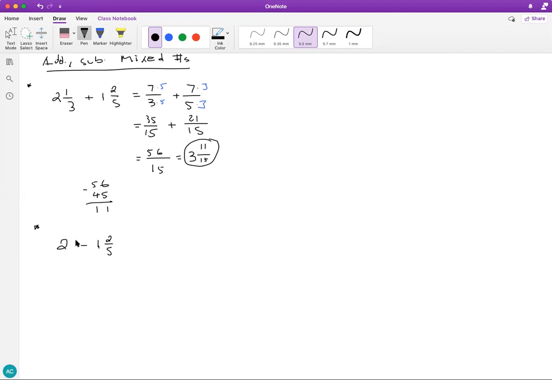They're 2 different numbers, so we need to make them in the same form. What form are we going to convert these 2 into in order to subtract them? Basically like we did here, we're going to turn them into fractions. How do you turn 2 into a fraction? It becomes 2 over 1. That's right. Any whole number or integer can be turned into a fraction simply by putting 1 underneath. Then this one will be 1 times 5 plus 2, 7 over 5.